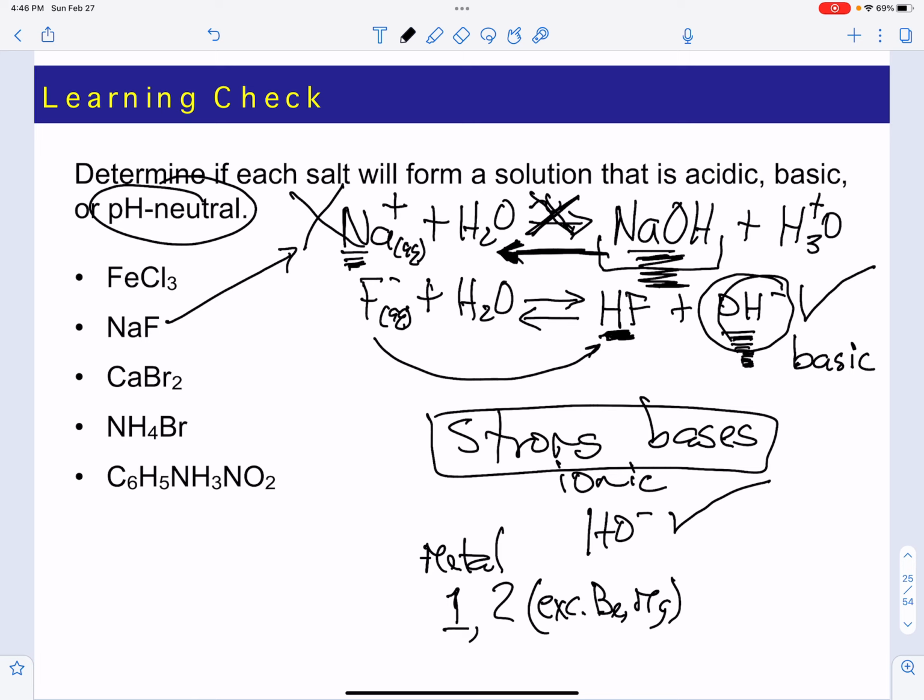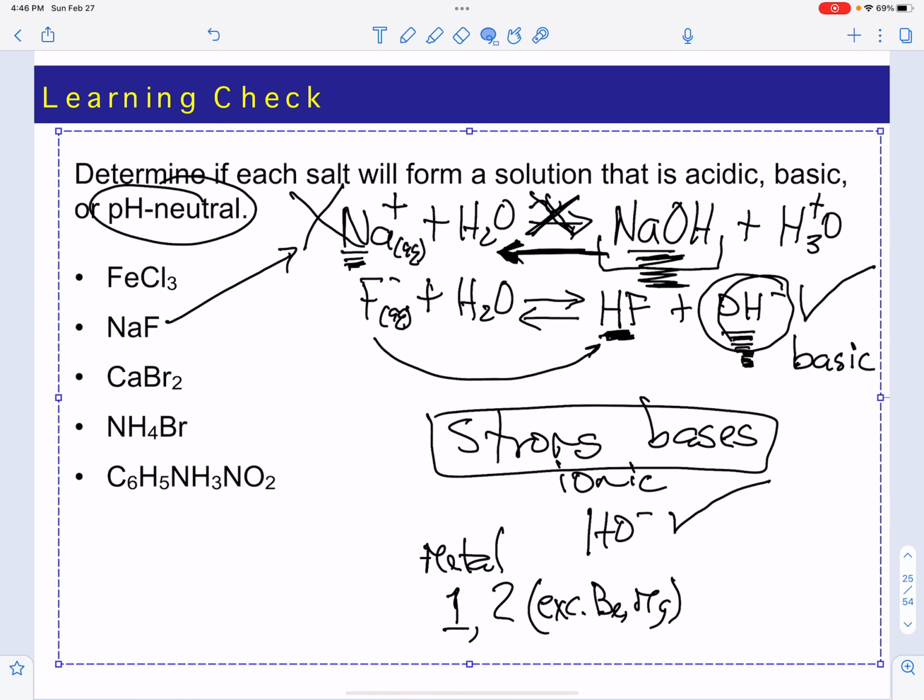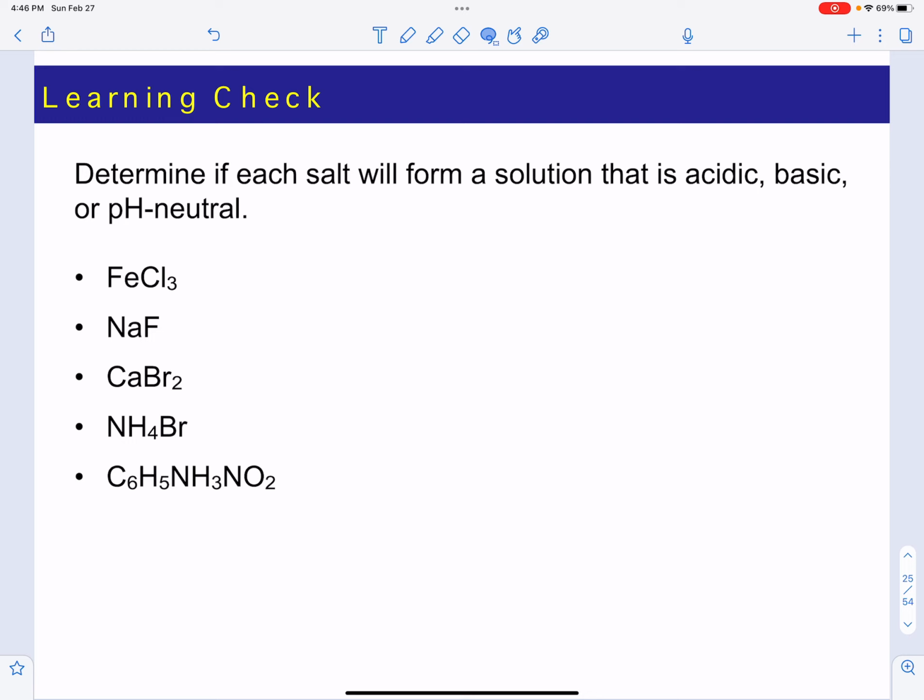So let's do one more, and I'll let you practice with the other ones on your own. Let's do this one because it looks weird. So C6H5NH3NO2.